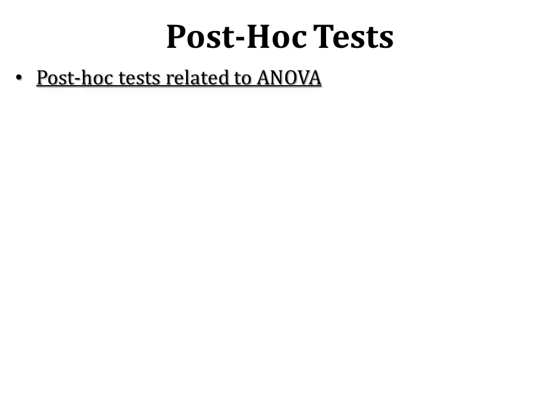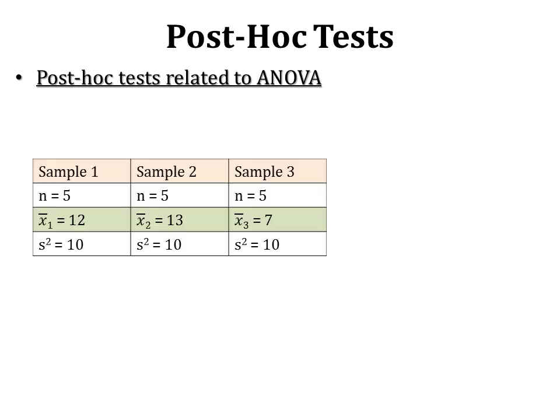And now we will further discuss this concept of post hoc test related to ANOVA. So let's see, we have an example here of 3 samples, and you can see that their mean values are different. The mean value of sample number 1 is 12, the mean value of sample number 2 is 13, and the mean value of sample number 3 is 7.